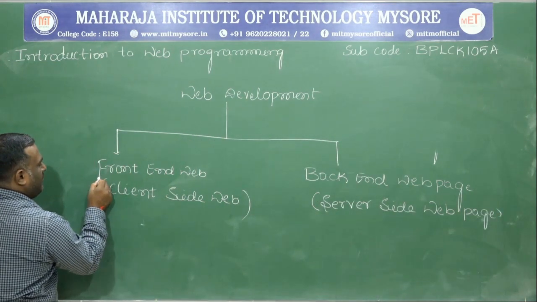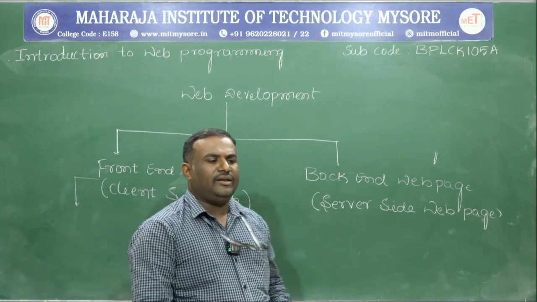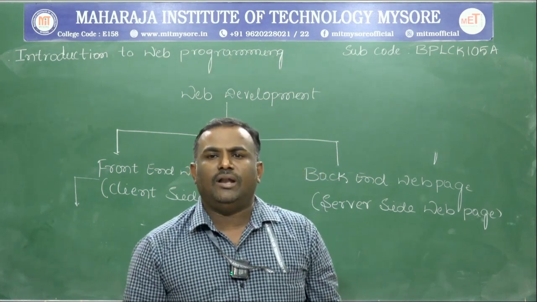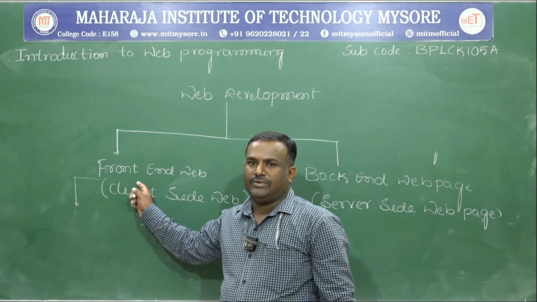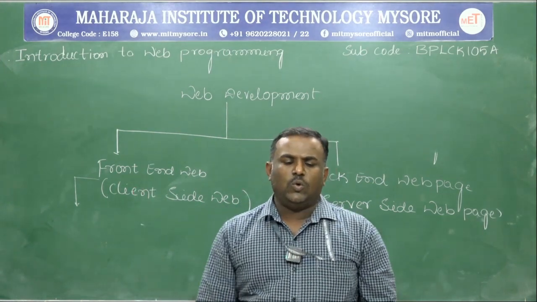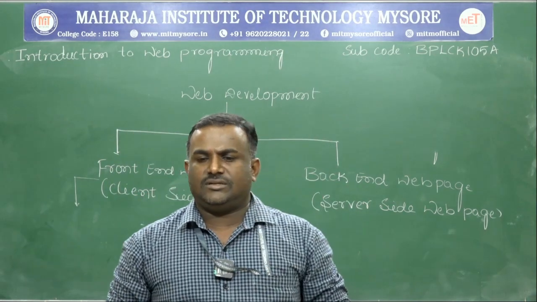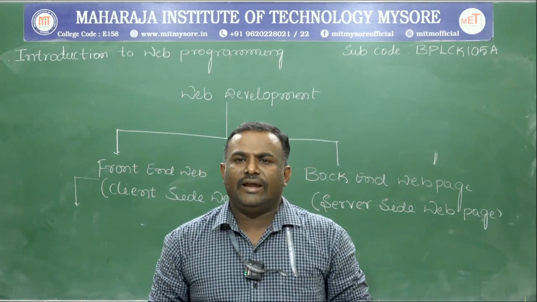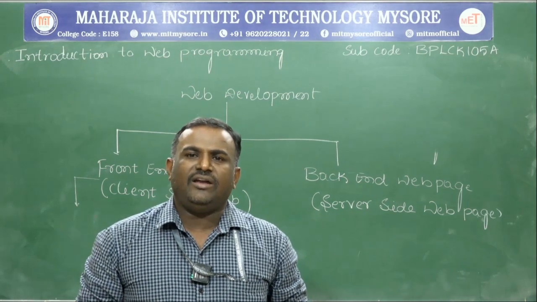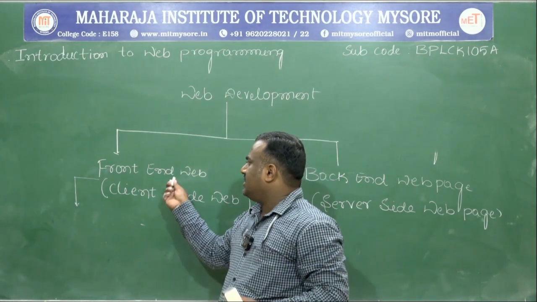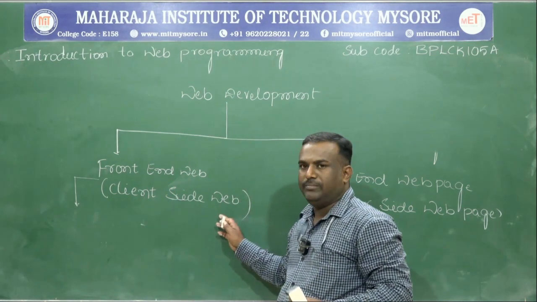What do you mean by the front end web page? The web pages we can visible are called the front end web page. Whenever you go to Google MIT, we'll get the MIT website. In that website, we'll get the information about the MIT college. This kind of web pages are called the front end web page or client side web page.